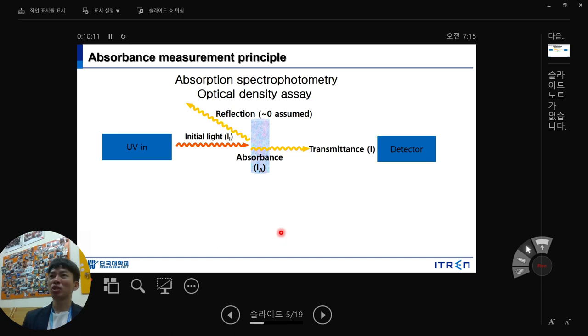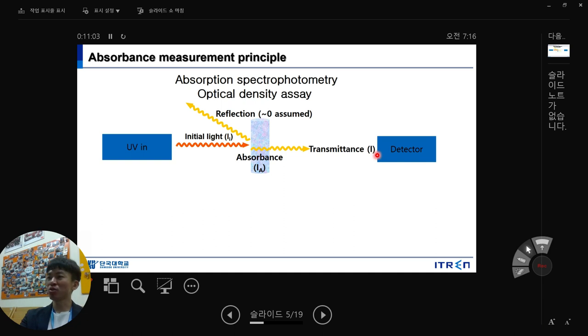Now, what is the meaning of absorbance? Okay, it is called absorption spectrophotometry or optical density assay. There are many methodology names for this assay: absorbance, spectrophotometer, optical density, and all of them are based on this simple principle. Let's say you have an initial light intensity, I initial. When light passes through a solution, some part of your initial light is absorbed, which means retained in the liquid. And some of it penetrates, which means transmittance intensity.